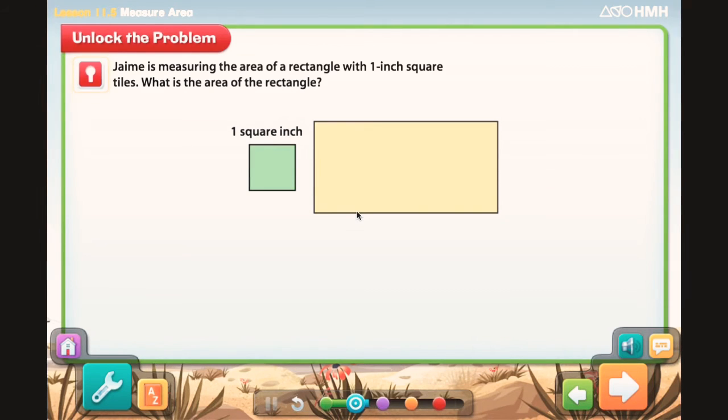What we're going to do today is look at this yellow rectangle and see how many square inch squares we can fit inside to see how much space it takes up. What is the area? Again, the amount of space something takes up, or how much we can actually fit inside. So let's take a look. If we were to start, we're going to take the 1 inch square tiles and see how many we can fit inside of our yellow rectangle.